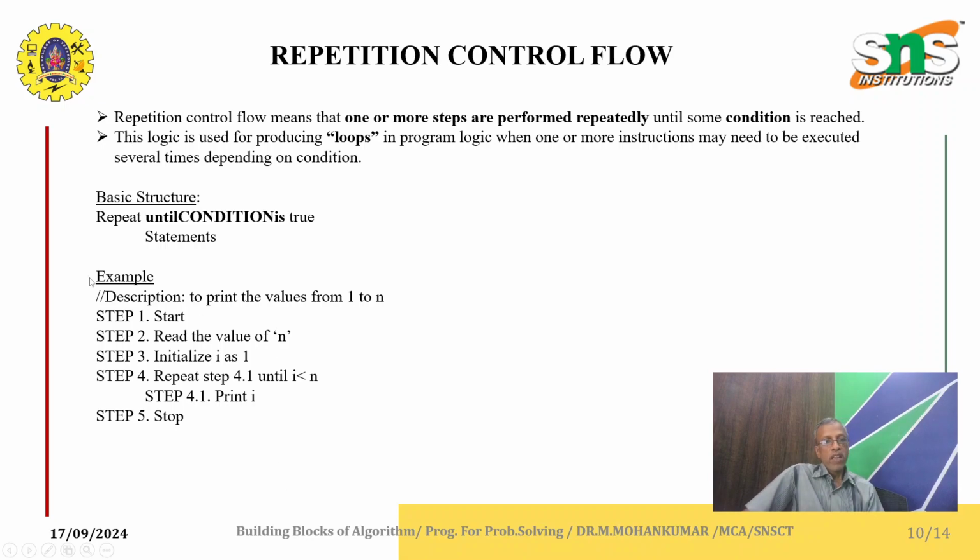Here we will see the example description. To print the values from 1 to n. Start. Read the value of n. Initialize I equal to 1. Repeat step 4. Repeat step 4.1 until I less than or equal to n. Step 4.1.1, print I. Stop. So until that condition is met, it will keep executing. This is called a repetition control flow.